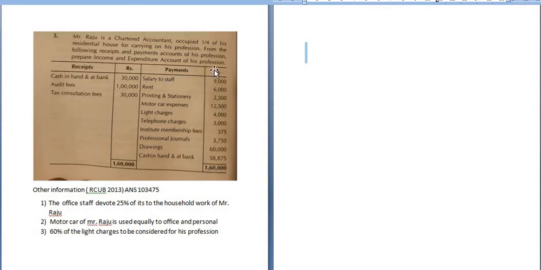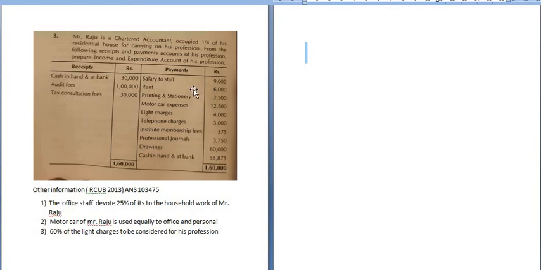So let us start with salary to staff. Of course it is an expenditure, but they have given one adjustment: the office staff devotes 25% of its time to the household work of Mr. Raju. It means whatever salary he is paying to the staff, 9,000, out of that 9,000 the 25% salary is paid for housework related duties. So from that 9,000 you have to deduct 25% of the salary. The remaining will be office related, that is, profession related.